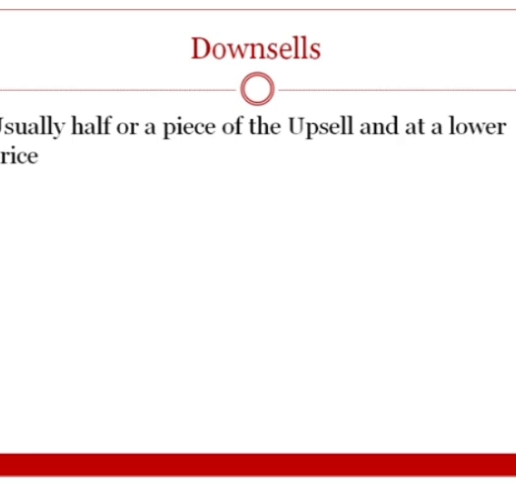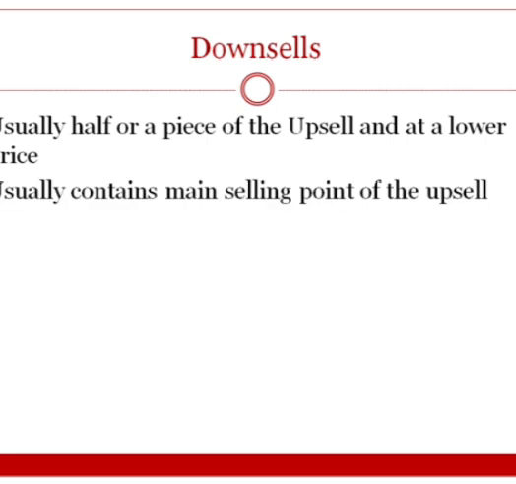So usually half or a piece of the upsell. A downsell is basically half or something lower than the upsell. So in this case, if I offer a one-time offer of a graphic design software for the upsell, for the downsell I could offer that software, but maybe it doesn't have as many features and so forth. So it's not like you're offering the upsell for a lower price. That would not be good for your customers. A downsell is usually a piece of the upsell for a lower price. And it usually contains the main selling point of the upsell.